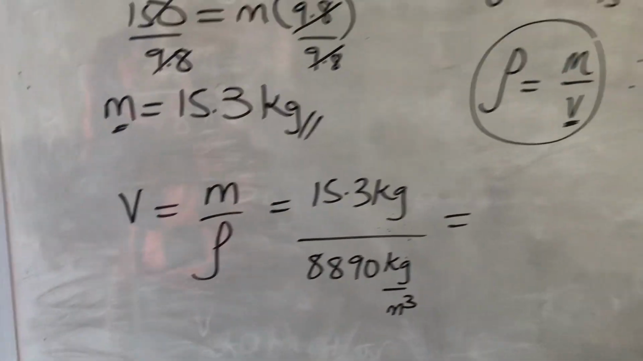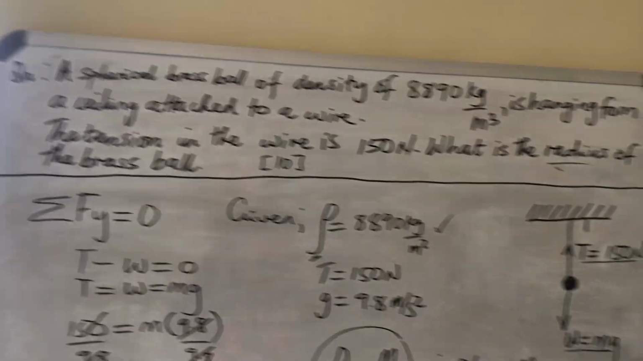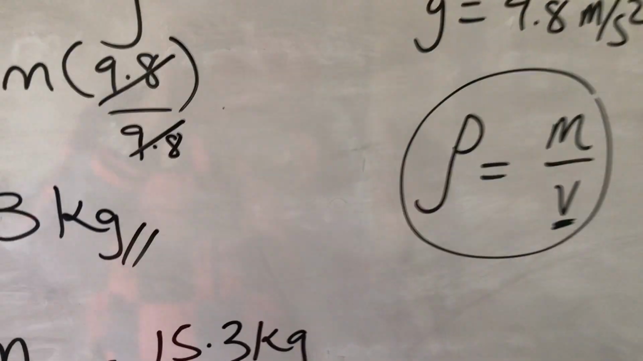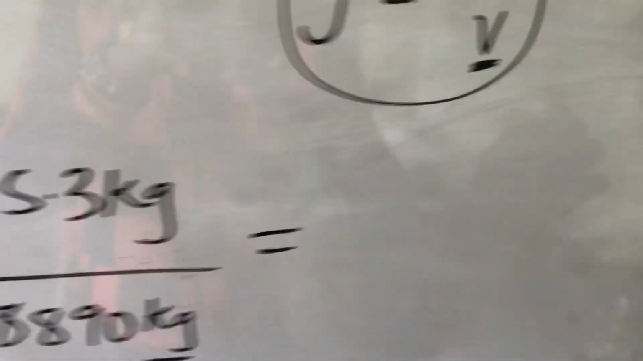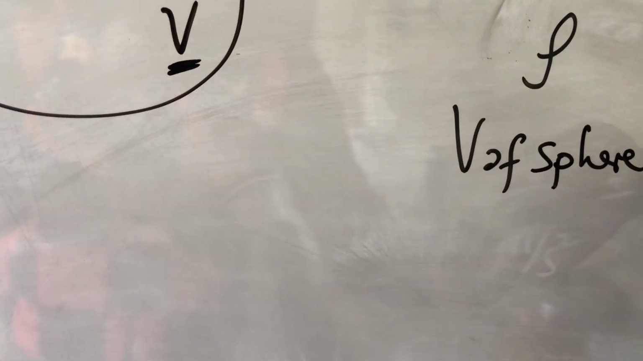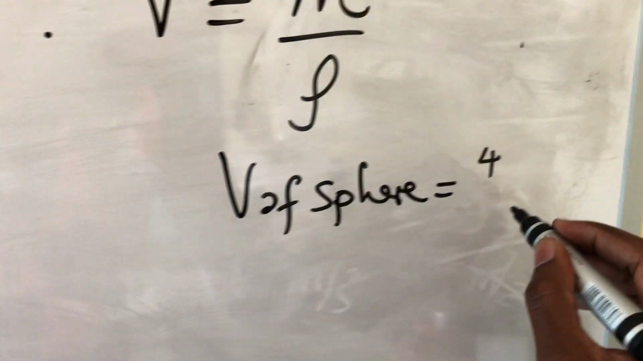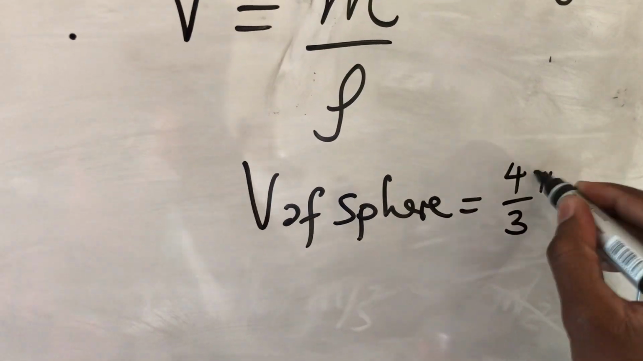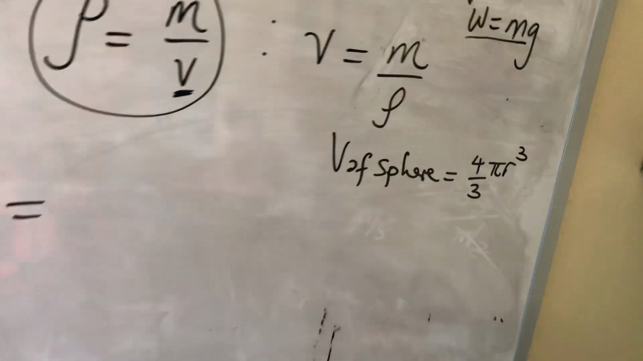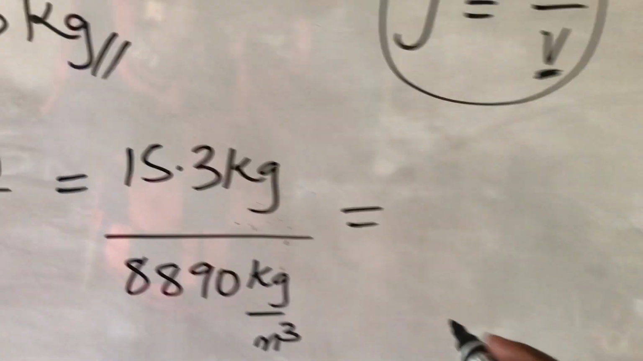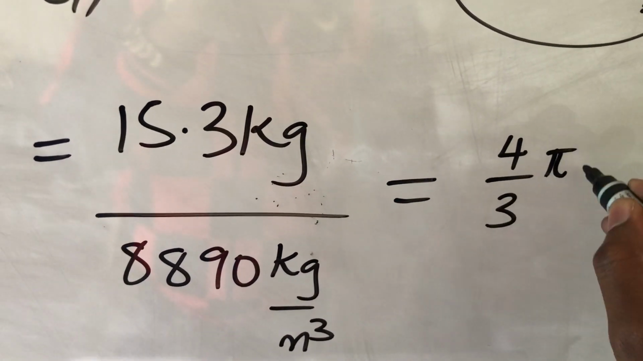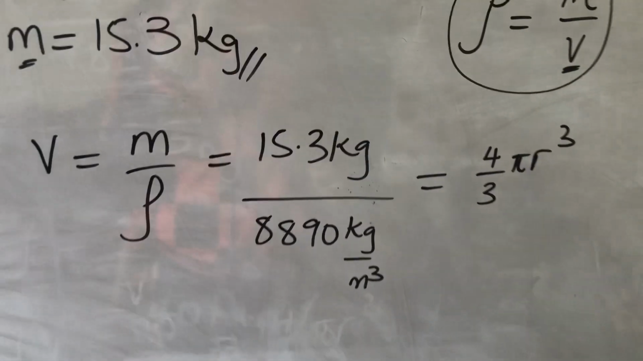But how do we calculate the volume of a sphere? Because here they are saying it's a spherical ball. So the volume of a sphere is given by what? Let me write it here. Volume of sphere is equal to 4 over 3 pi r cubed. This is the formula to calculate the volume of the sphere. So you can take all this information and plug it in place of V. So you have your 4 over 3 pi r cubed, like this.